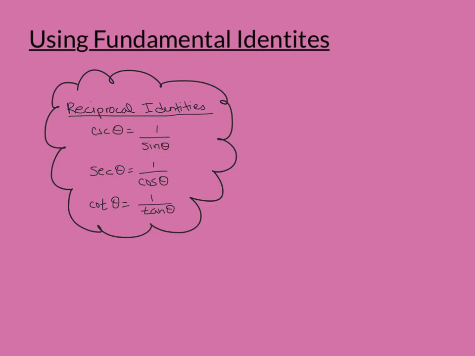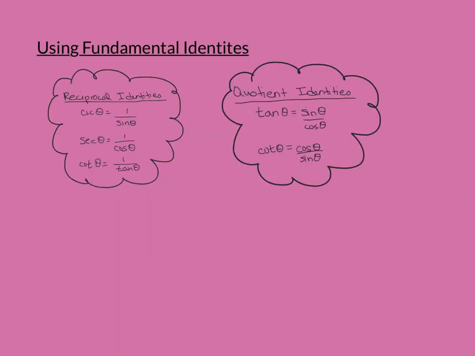And the next identities that we have are going to also help us with those. So our quotient identities allow us to rewrite tangent and cotangent in terms of cosines and sines. So these two are going to come up a lot, so make sure that you remember them. So let's do an example.